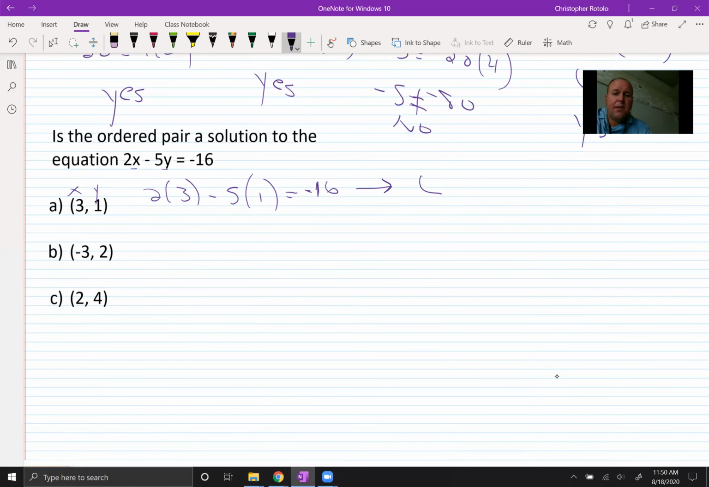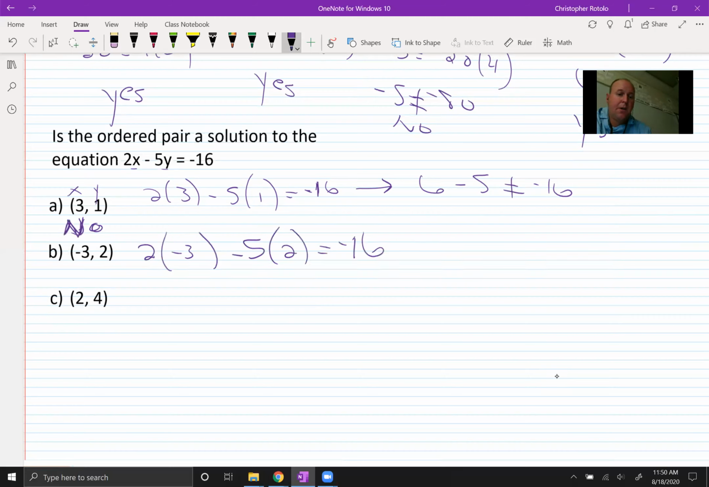Let's see, that's 6 minus 5, is it negative 16? I already put a no in there because that's not going to work. That's a big no thank you. Or as I like to say, nah, not happening. All right, 2, negative 3. That'll make more sense when we get to know each other.